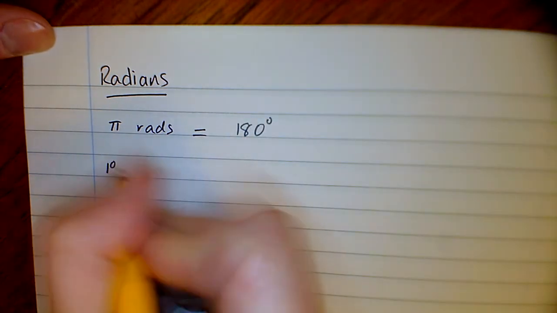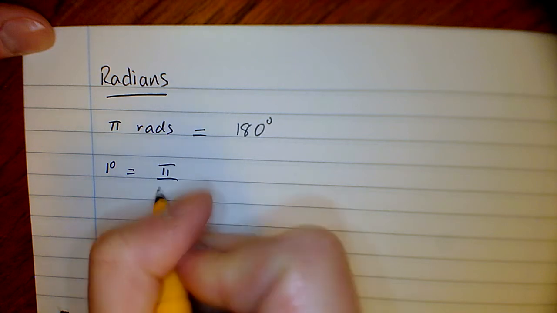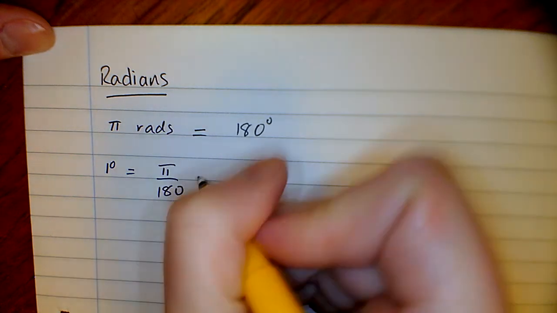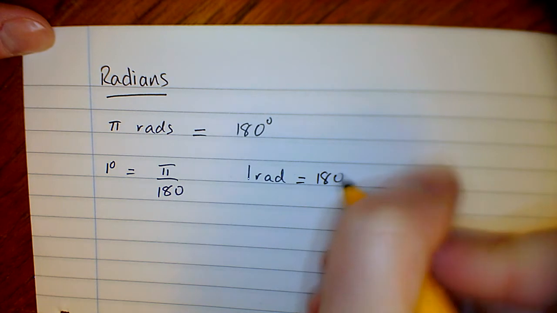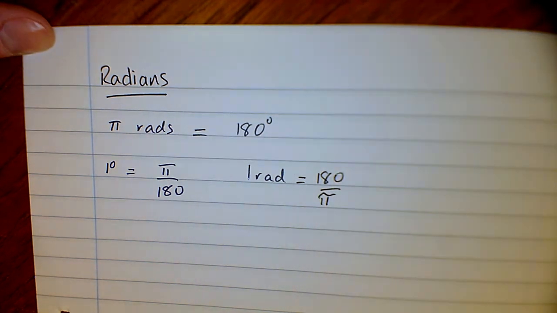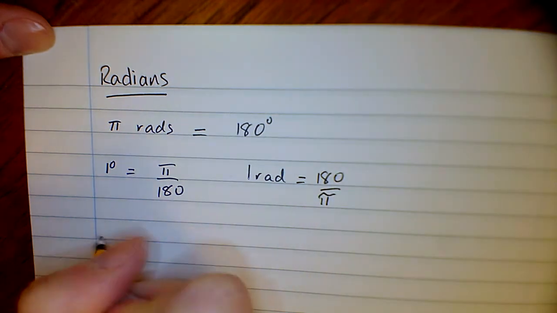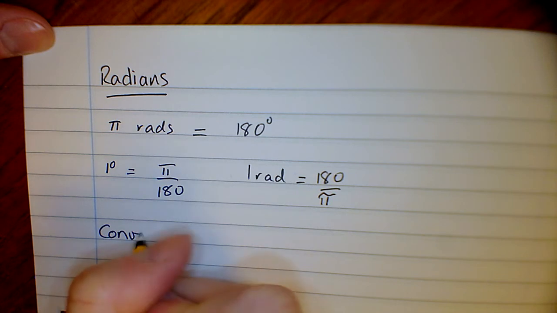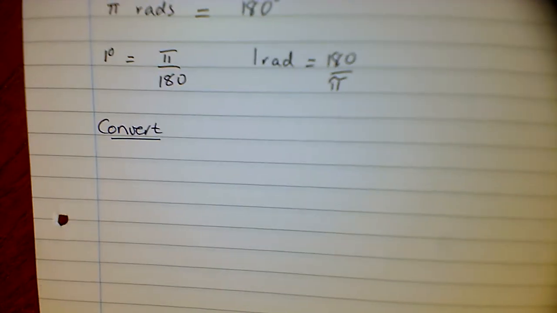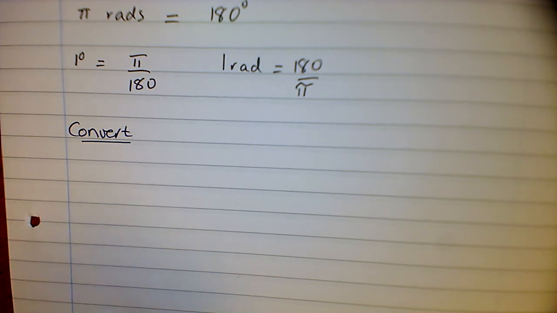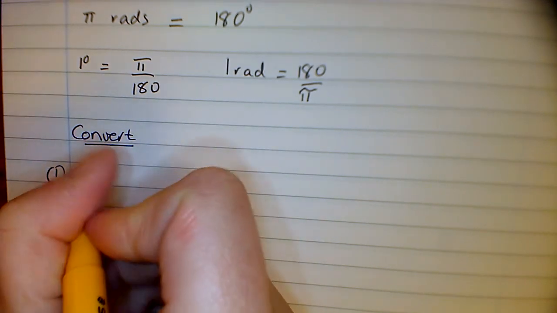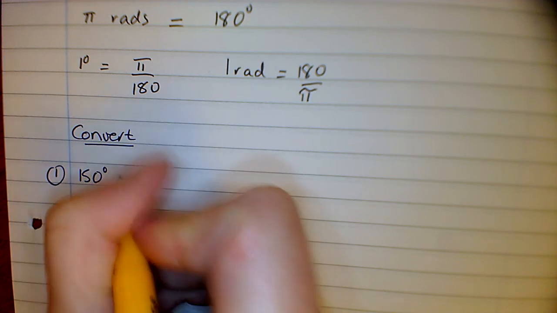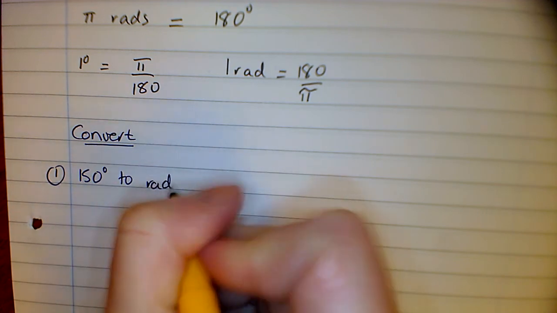So that means 1 degree equals pi over 180, and 1 radian equals 180 over pi. So the first thing we're going to do is to convert from one to the other. So first of all, we'll convert 150 degrees to radians.